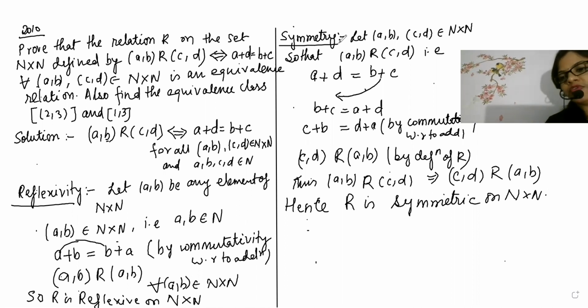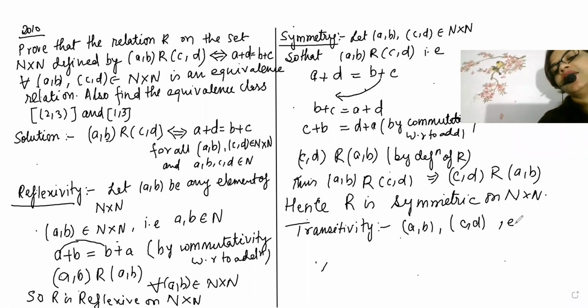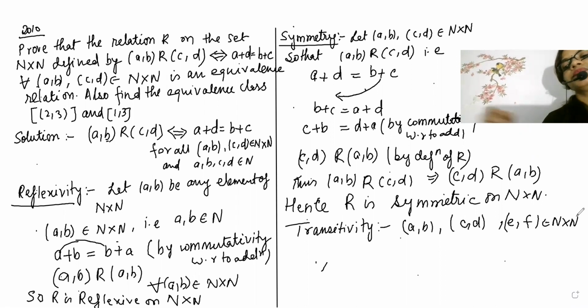Now next part, what we have to do? Now we have to prove transitivity. For transitivity, we will be needing at least three ordered pairs. How many ordered pairs will we need? We will need A comma B, C comma D, and E comma F, and all these three should belong to N cross N.